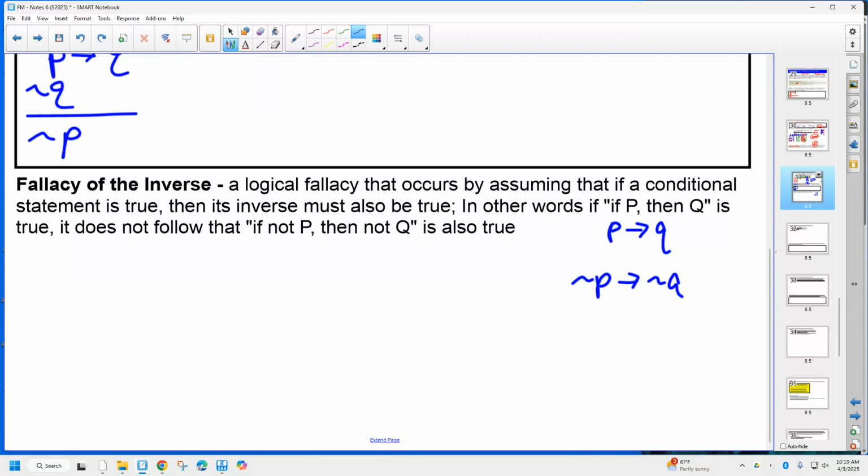So now we've got Modus Ponens, we got Modus Tollens. Those are ways to show that it's valid, but then we've got two fallacies, the fallacy of the inverse and the fallacy of the converse.